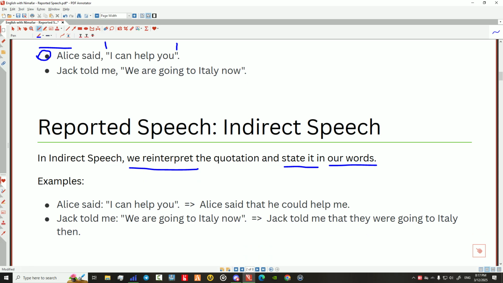So here, Alice said, "I can help you." We change it to Alice said that he. So I considered Alice as a boy, which is a mistake. She. This is a mistake I made. Alice said that she could help me. So here we have you, we have me, help, can, could, I, she. I can help you, she could help me.